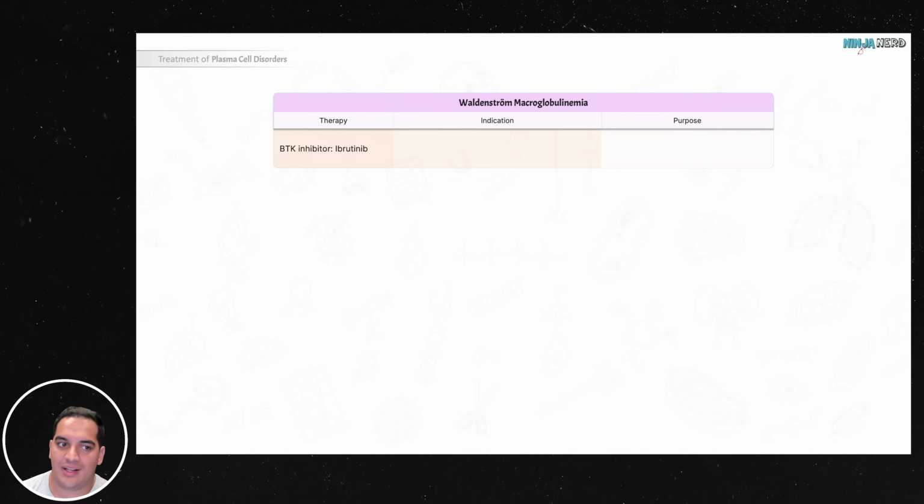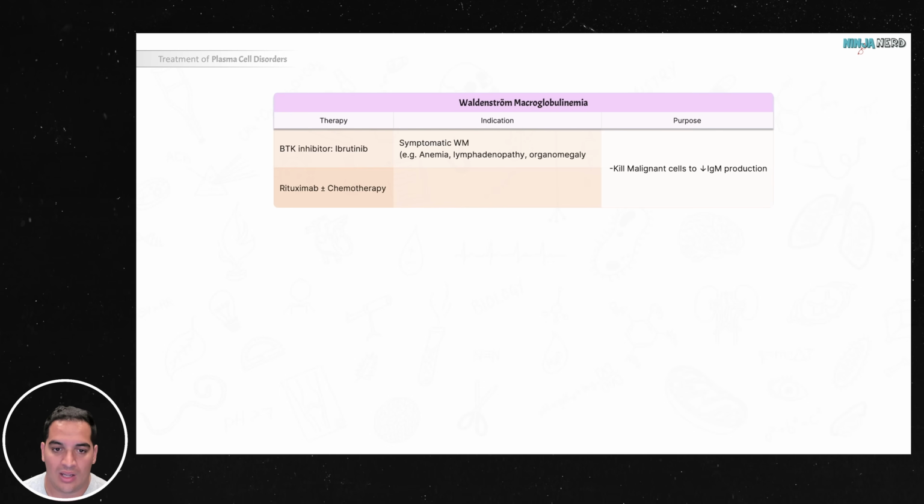We can consider things like a BTK inhibitor called ibrutinib. This is, I'd say, becoming the more prominent method that we use to treat patients who have Waldenström's. We do this if they have lymphadenopathy or anemia or any kind of organomegaly, so they have hepatosplenomegaly. These are things that we would treat with a BTK inhibitor. And it's actually going to kill a lot of these malignant cells, and that's going to reduce the IgM production.